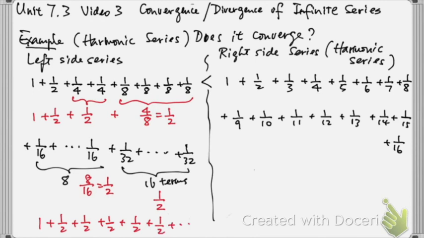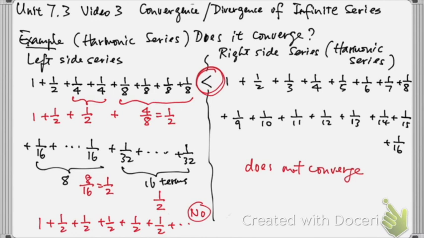So does this series converge? Absolutely not, right? Because if you keep adding 1/2, it just keeps increasing larger and larger. And if the right side series is greater than the left side series, then the right side series cannot converge, because the left side series cannot converge, and something that is greater than it for sure cannot converge. So therefore this does not converge.